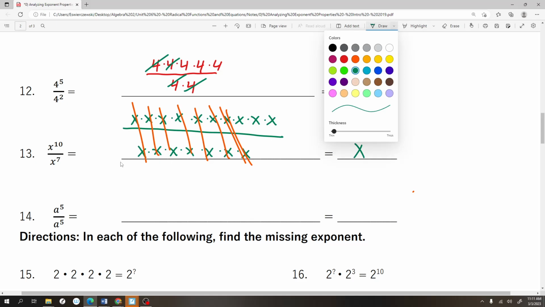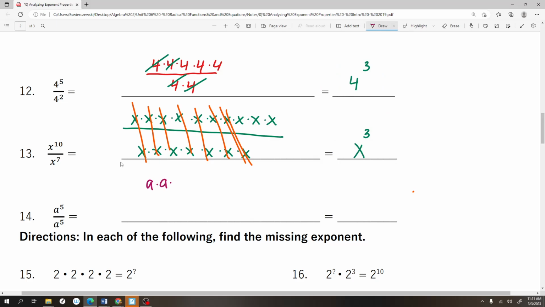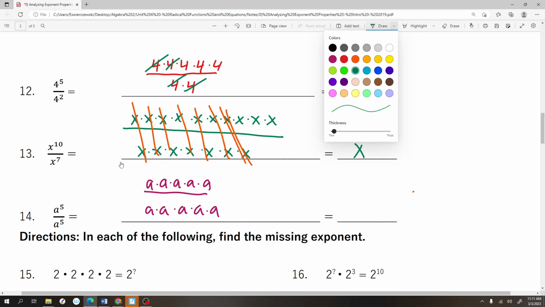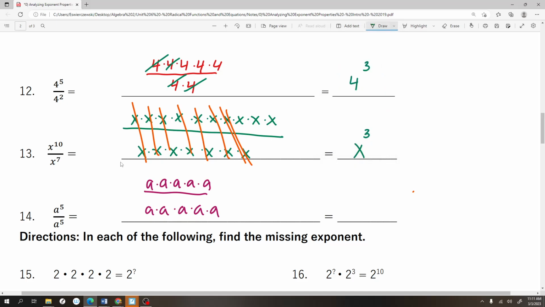Alrighty, and last one, and then I swear I'm done. Okay? I need to go to lunch. A times A times A times A times A divided by A times A times A times A times A. And you'll notice there are an equal number of factors of A. They're all going to get canceled. And we're going to be left with 1 over 1, which is just 1. You can always remember anything divided by itself other than 0 is 1.